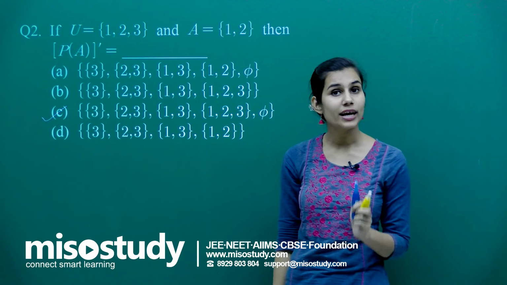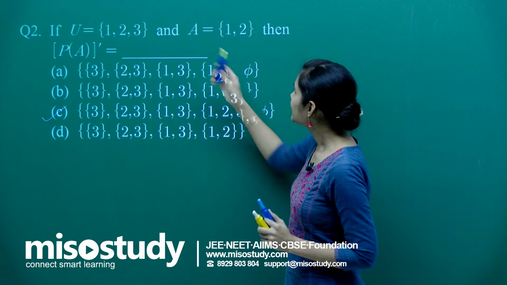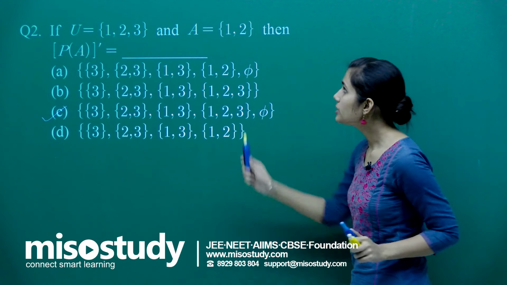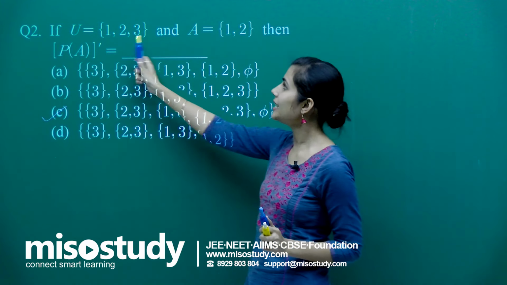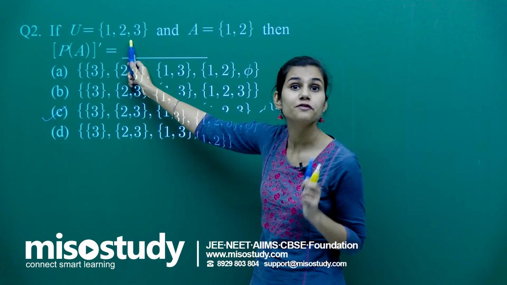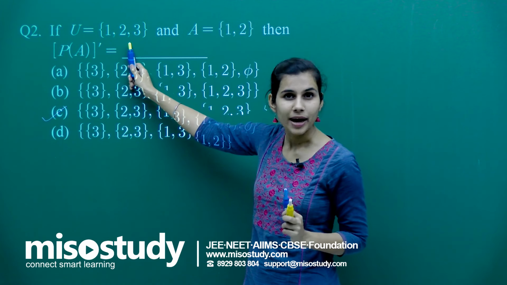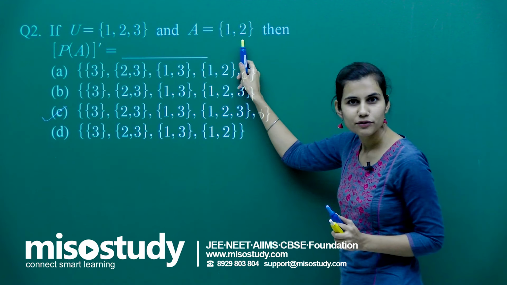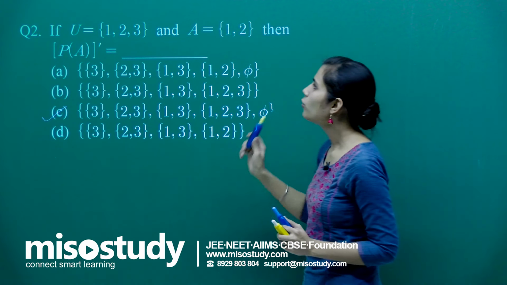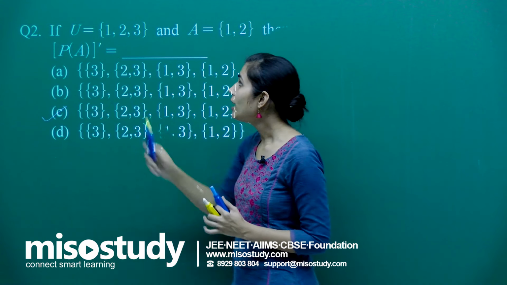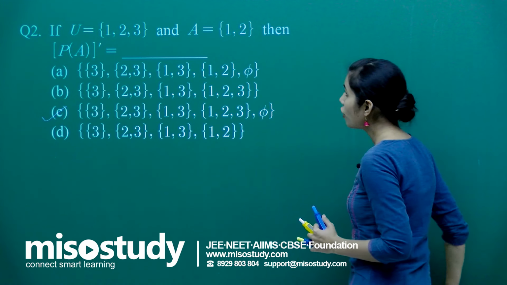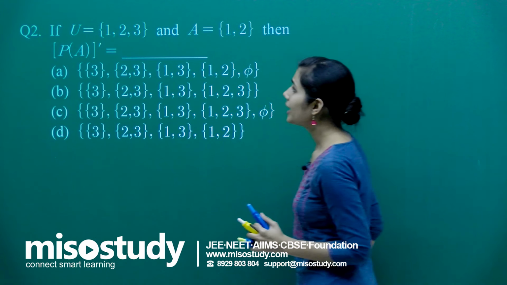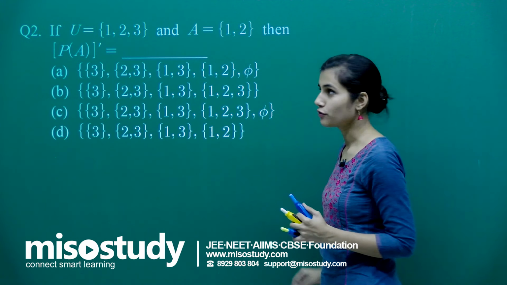The next question waiting for us says that the universal set U is the set of 3 natural numbers 1, 2 and 3, and set A is of 2 natural numbers, 1 and 2. Now this is obvious that my set A is a subset of the universal set, in fact a proper subset. Mind it, because 3 is sitting inside U, A does not have 3. Then it is asking, what do you think will be the complement of the power set of A? Here we are asked to find the complement of the power set of A.